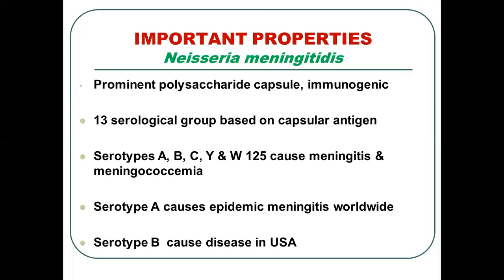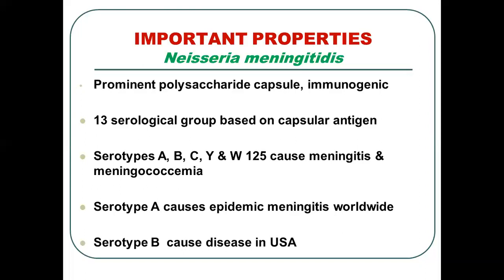The universally used vaccine against Neisseria meningitidis does not include serotype B because it is not prevalent throughout the world. And this serotype is not that antigenic, because it is made up of sialic acid, which is a component of the human cell body.